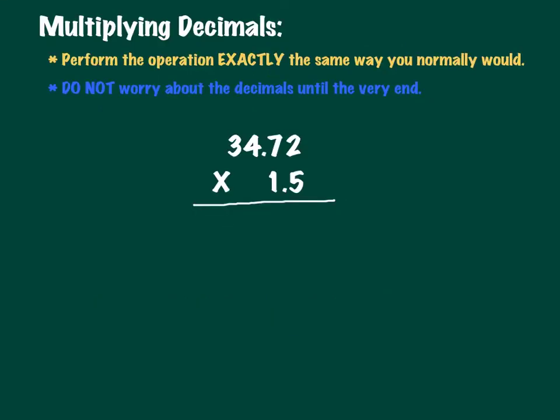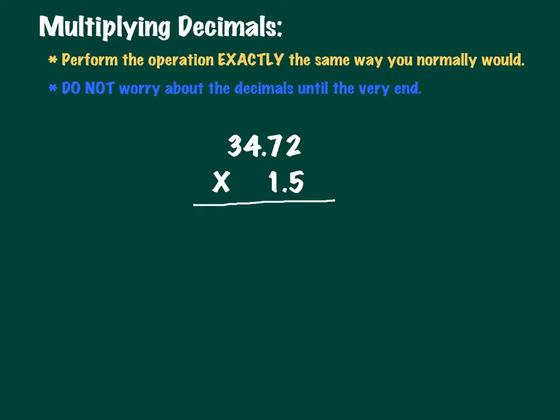Starting off with multiplying decimals, it's actually very simple. You're going to perform the operation exactly the same way you normally would, and do not worry about the decimals until you get to the very end. So we'll work this problem right here.